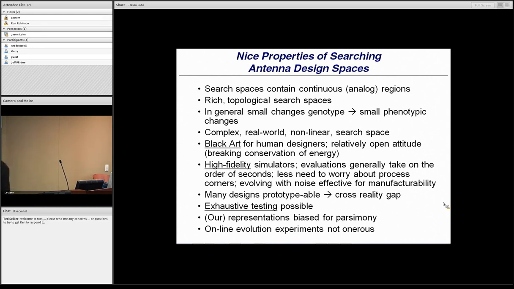The other thing I'll mention here is for those hams, you've probably heard of NEC2 or NEC4. These simulators have been around for ages. Some of them are open source. They're high fidelity. They work quickly. So you can do a computer-intensive method like the evolutionary algorithm on the antenna design.